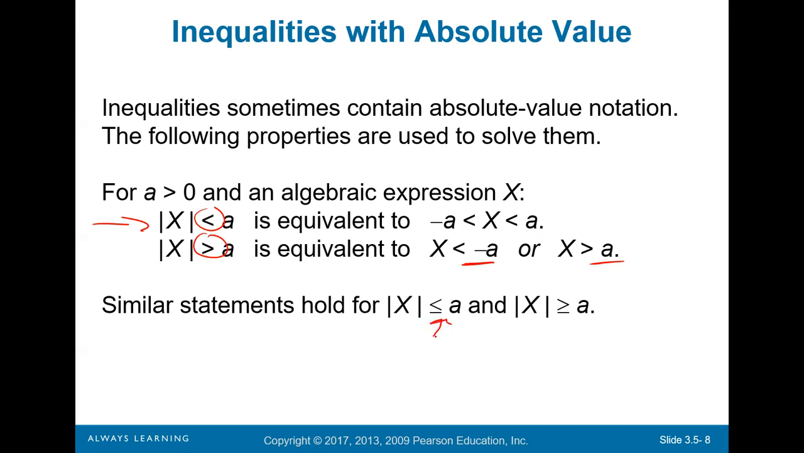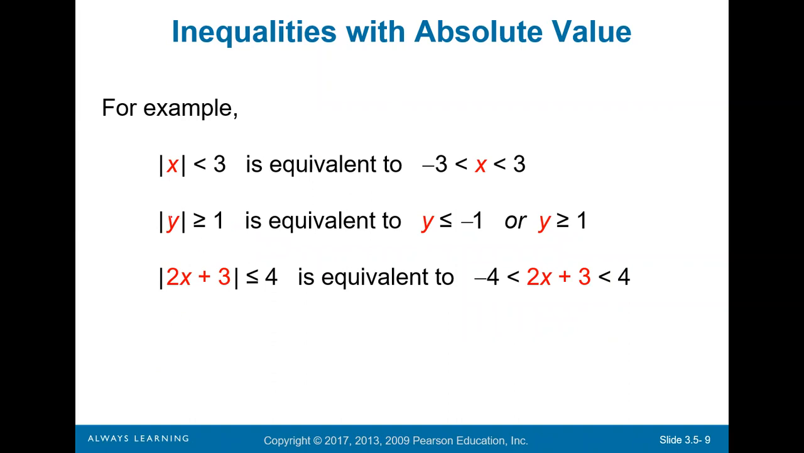This inequality means less than or equal to. This is greater than or equal to. So if I have an absolute value of X that's less than 3, then this tells me X is going to fall between negative 3 and 3.